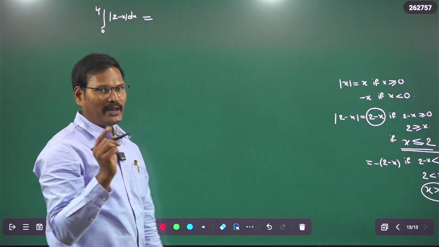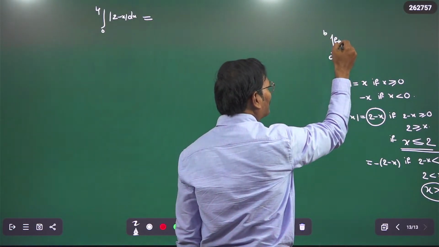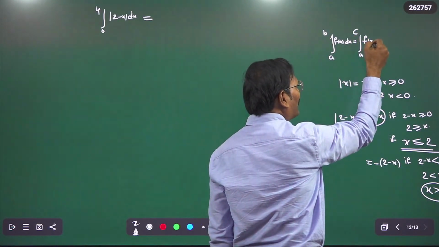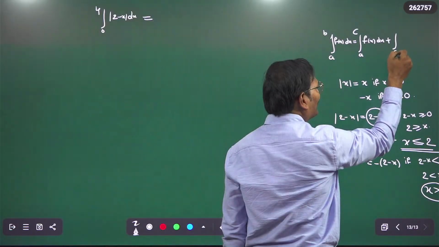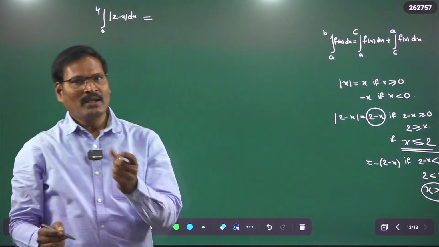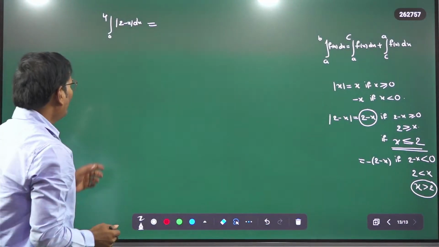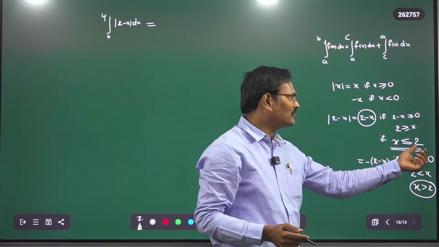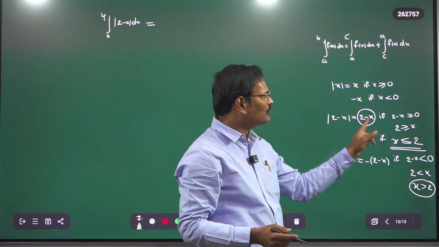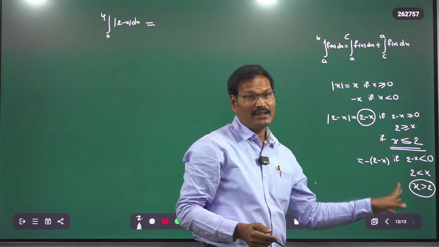Okay, already we have learned one property. What is it? Integral a to b f of x dx can be written as integral a to c f of x dx plus integral c to b f of x dx, where c is any point in the interval a comma b. So here I am taking that point as 2. Why? Because at 2 the function has two values. If x is less than or equal to 2, the function value is 2 minus x. If x is greater than 2, the function value is minus of 2 minus x.